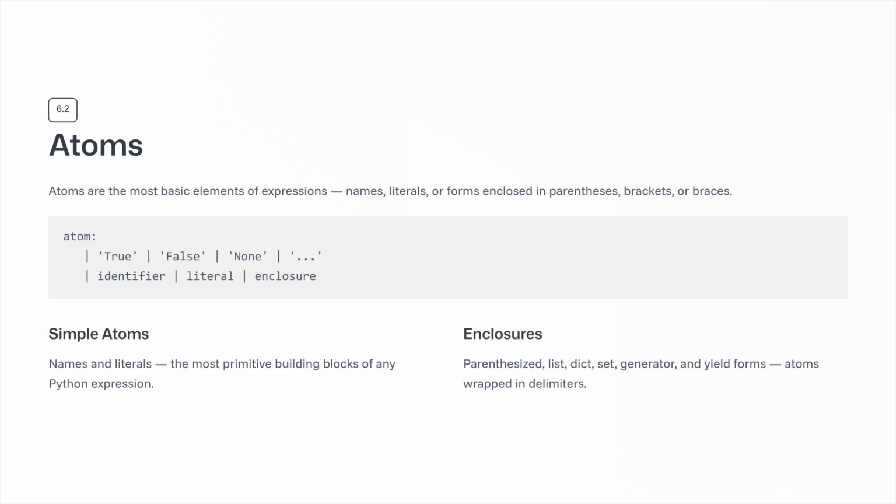The 2 columns break it down further. Simple atoms are names and literals, the most primitive building blocks. Enclosures are the wrapped forms, parenthesized expressions, list displays, dict displays, set displays, generator expressions, and yield forms. If you can't break it down further without losing meaning, it's an atom.